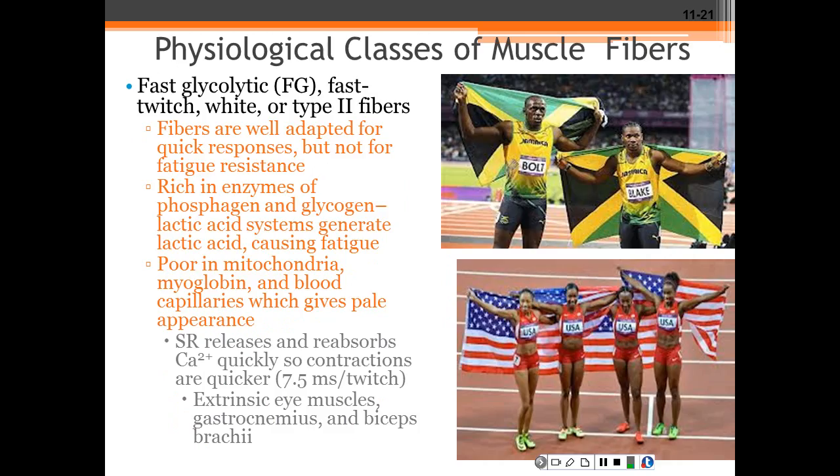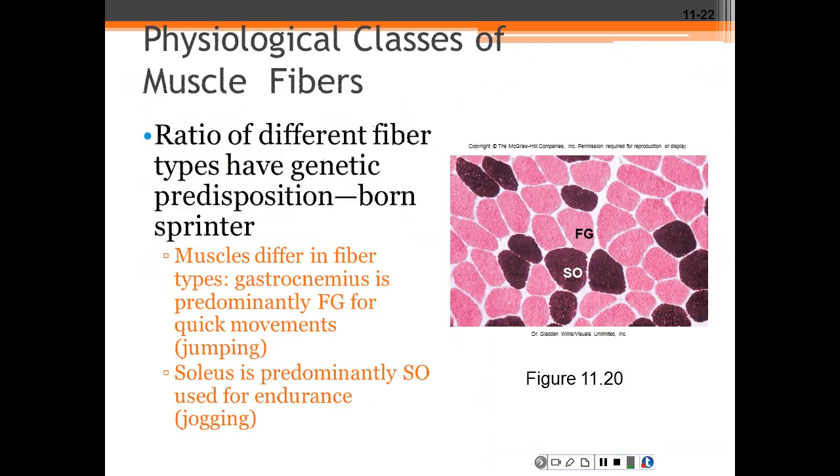Okay, so we also forgot to mention, when we talk about our fast twitch fibers, I didn't mention the A. They are oxidative and fatigue resistant. Now, each skeletal muscle is composed of both SO, which is our slow oxidative, and our fast glycolytic fibers, but the proportion differs according to the function of the muscle.